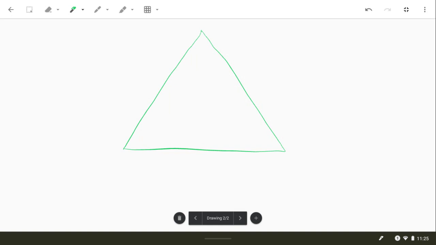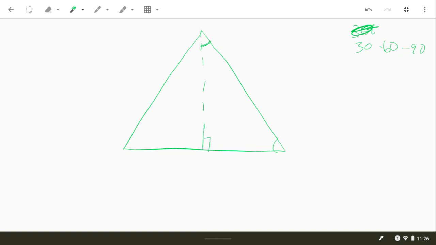So first, what we're going to do is go back to something that you learned in geometry. It was about the 30, 60, 90 triangle. So we're going to start with an equilateral triangle. So all of these angles are 60 degrees. And what I'm going to do is drop an altitude down that divides it in half. So this angle right here is going to be 30 degrees now. And this one's going to be 60. And of course, this one's going to be 90.